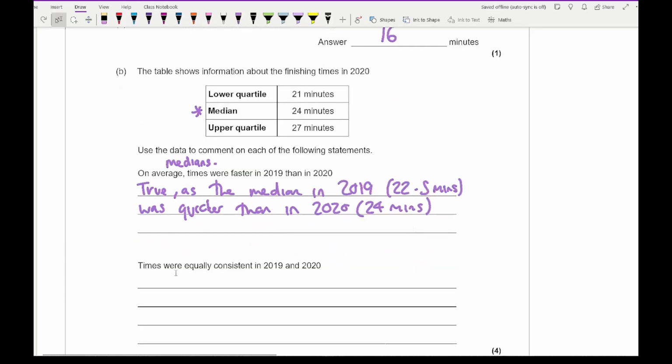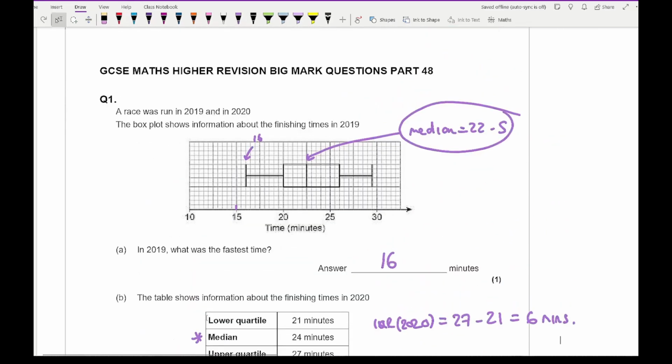Then it says comment on the statement: times were equally consistent in 2019 and 2020. So here what we want to do is compare the IQRs. The IQR in 2020 is the upper quartile take away the lower, so that's going to be 27 minus 21, which is 6. I then want to work out the interquartile range for 2019. The IQR in 2019 is the size of the box, so we've got 26 minus 20, which is 6 minutes.